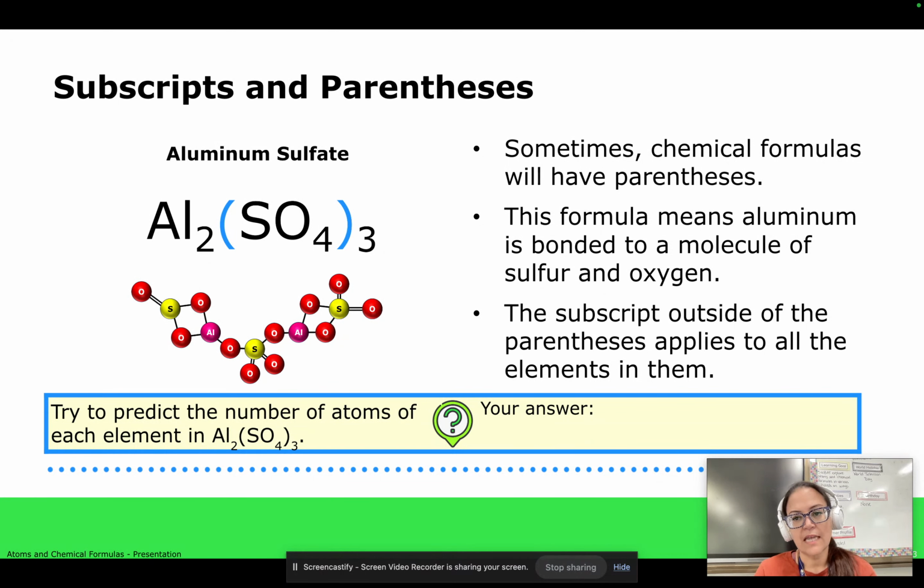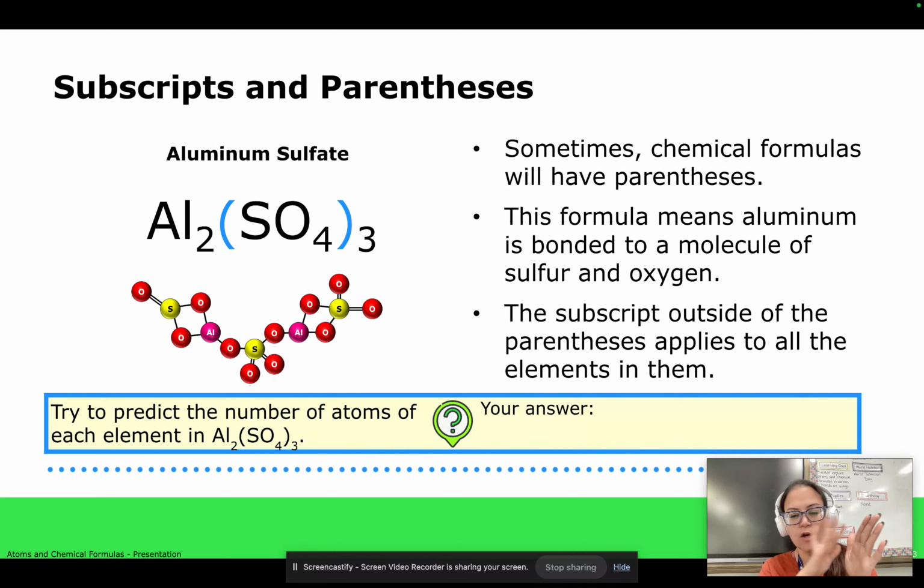Sometimes chemical formulas will have parentheses, and this formula means aluminum is bonded to a molecule of sulfur and oxygen, and the subscript outside of the parentheses applies to all the elements in them. So this is just math, okay? If you guys have ever done a parentheses with a number outside, like 3 times, I don't know if you guys are doing algebra yet, x plus 2 or something.